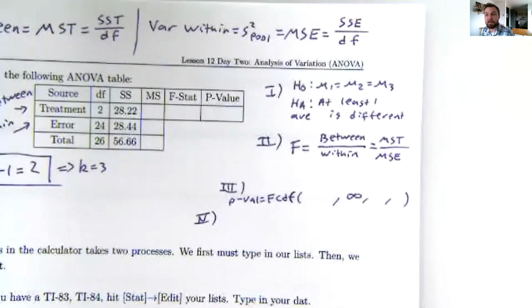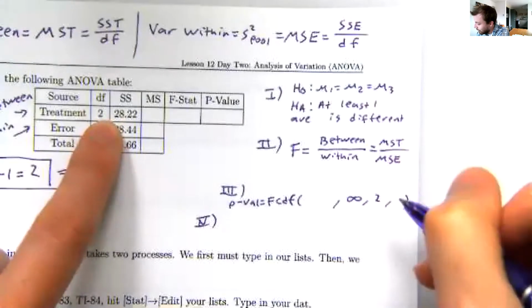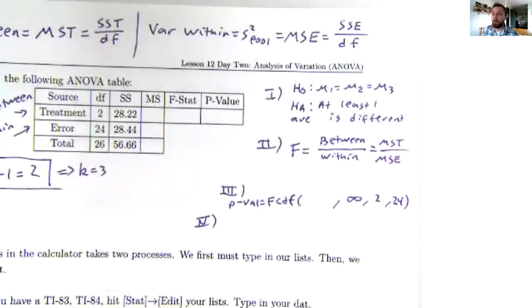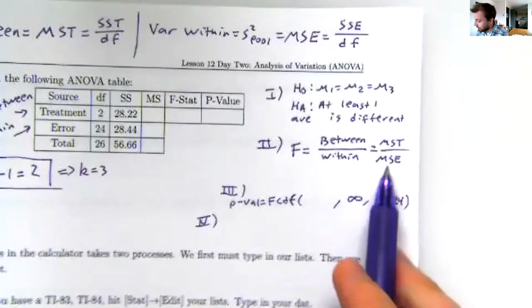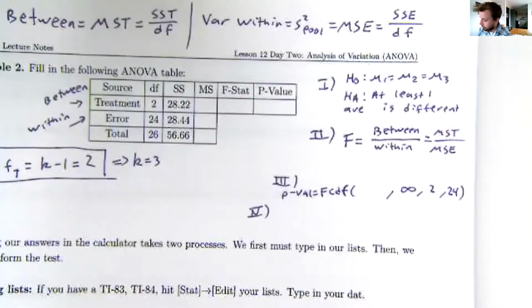I can actually see these degrees of freedom already. First degree of freedom is 2. Second degree of freedom is 24. So I'm well on my way to finding this p-value. I need to find these MST and MSE numbers to calculate my F ratio. Let's do that now.